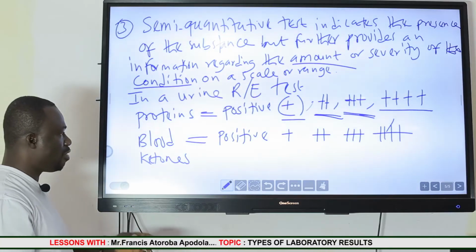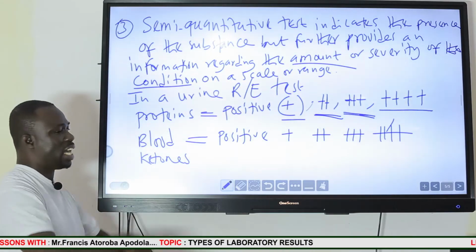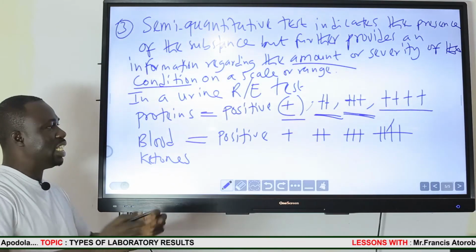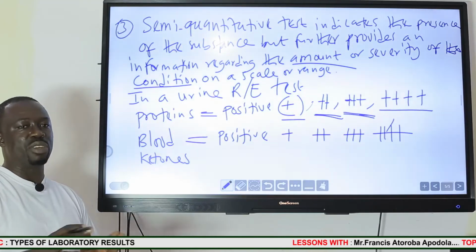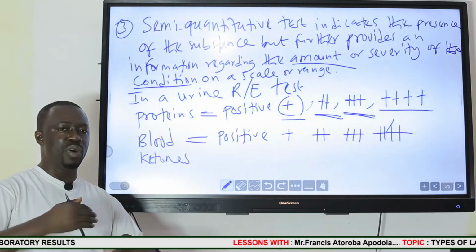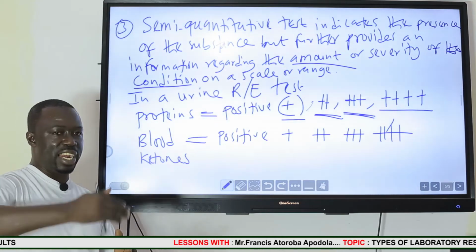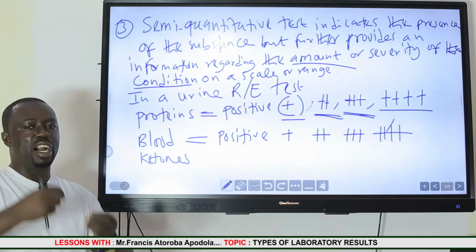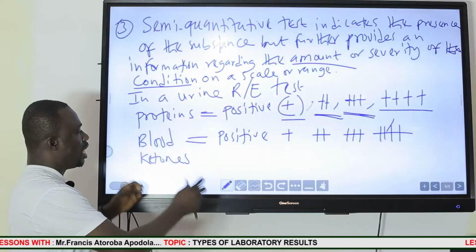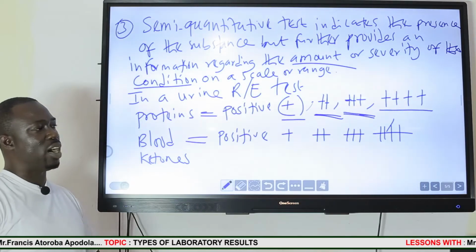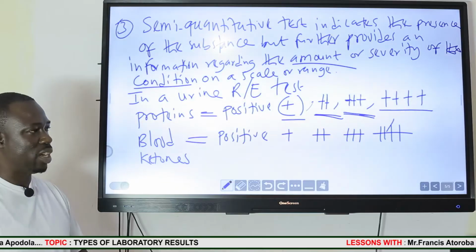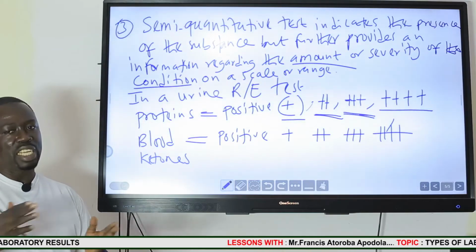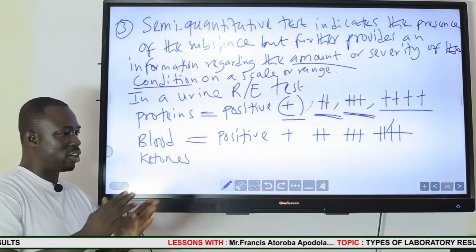However, if the test is just reported as positive without any scale, without any grading, then that is a typical qualitative result. But where there is a scale, a grading of the presence of the substance, but not in terms of numerical value, that grading is said to be a semi-quantitative result. So basically, these are the three main laboratory test investigations that are usually conducted.